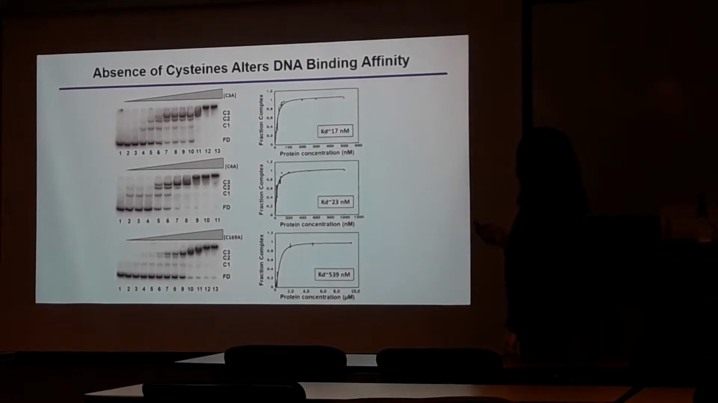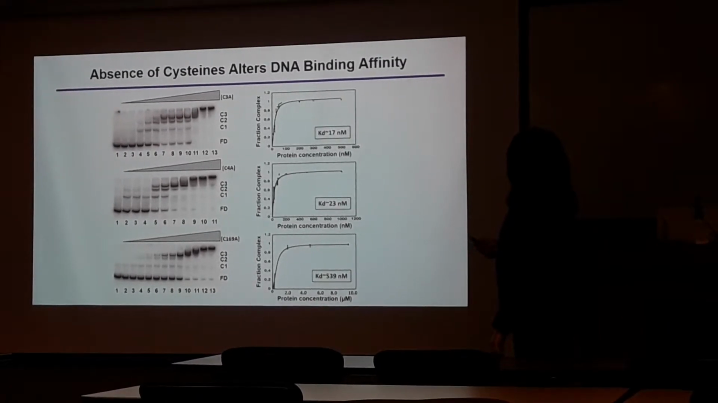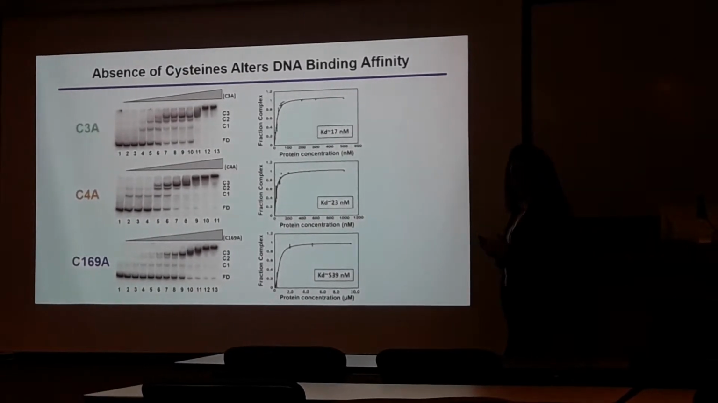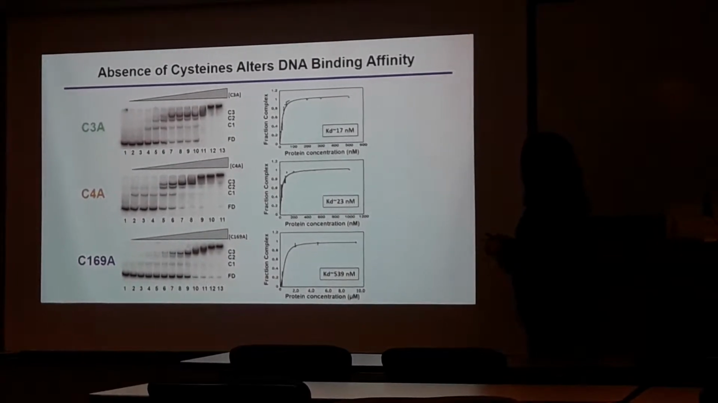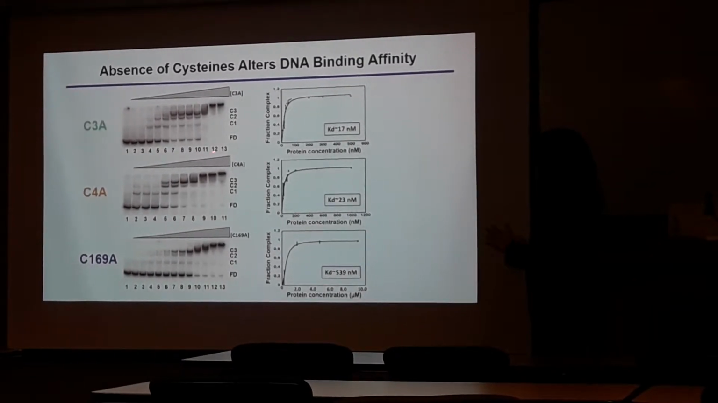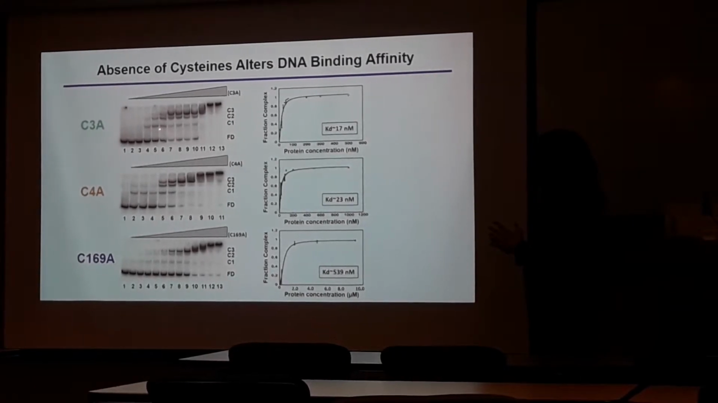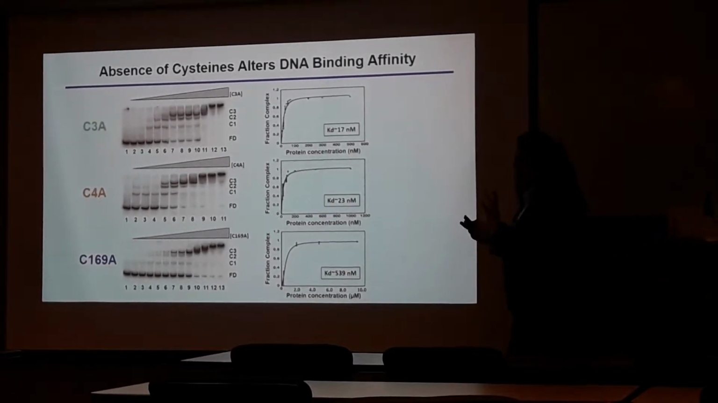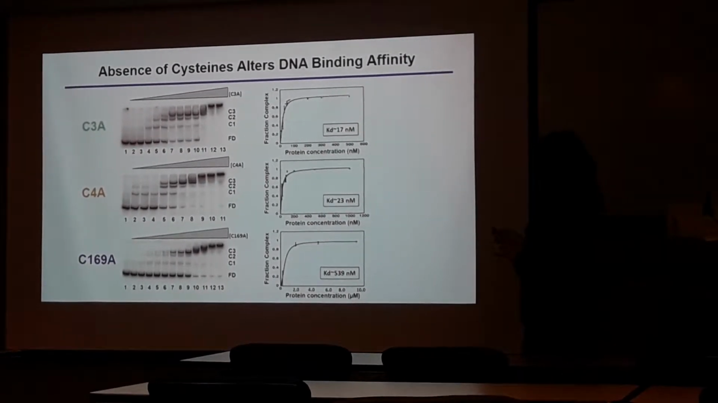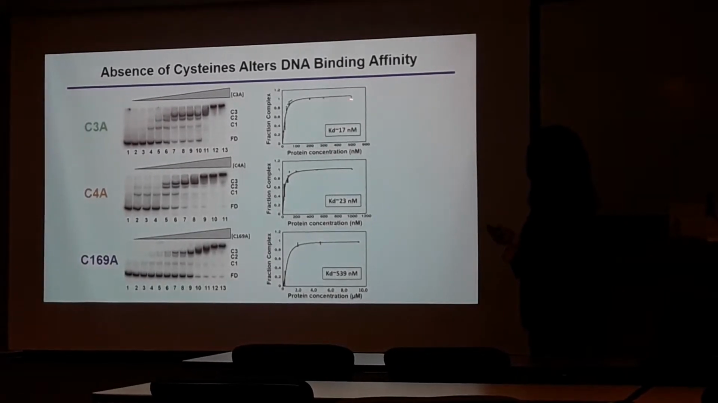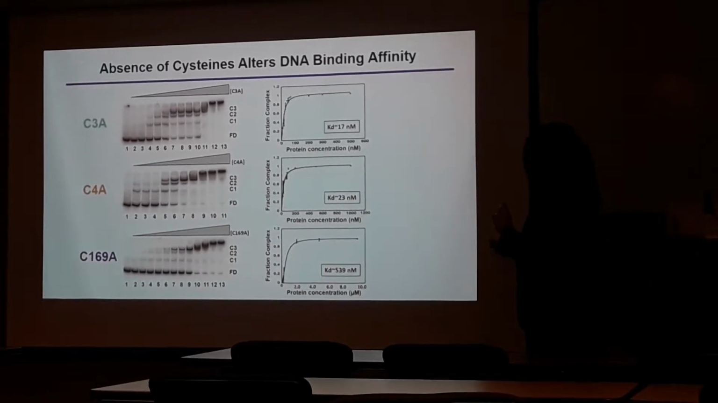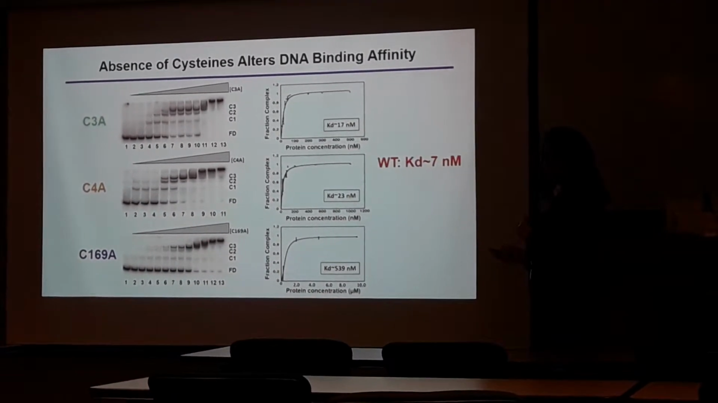We did EMSA by incubating the emrB promoter sequences with increasing concentrations of either C3A, C4A, or C169A. As you're seeing here, each of these mutants still forms 3 complexes with the cognate DNA, just like the wild type protein. But if you're not looking at the concentration, you will not see that much difference in the gel. But when we calculated KD, the dissociation constant, the KD for C3A is 17 nanomolar, and the KD for C4A is 23 nanomolar, which is higher than the wild type KD, 7 nanomolar.